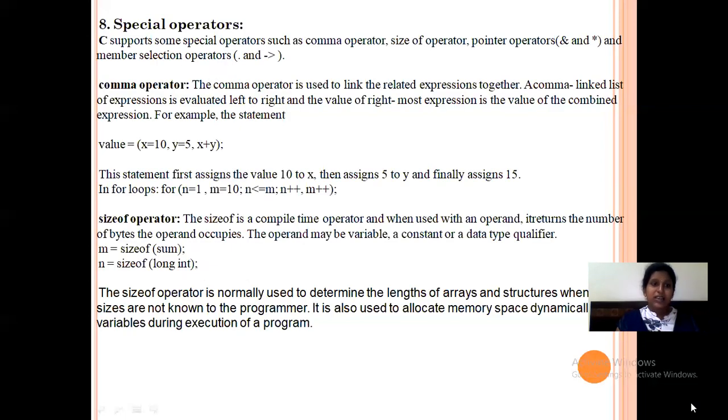So special operators are nothing but the comma operator. The comma operator will be performed between x and y, and you will be getting the value of x plus y here. And next, the sizeof operator. If you want to perform the sizeof operator, then you can directly write sizeof its sum, sizeof long integer, then it will be generating the results directly. So these are some of the special operators. Remaining will be discussed in the next coming lessons. Thank you.